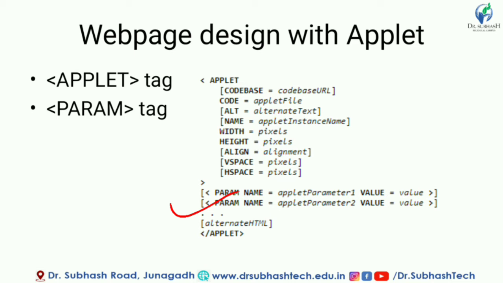name equal to your variable name. Whatever data you are going to send, you have to give the name of the data, that is the name, and then there is a value, what value you want to send with this name. You can add any number of parameters with this applet. You can send any number of parameters with this applet. You can mention them here.